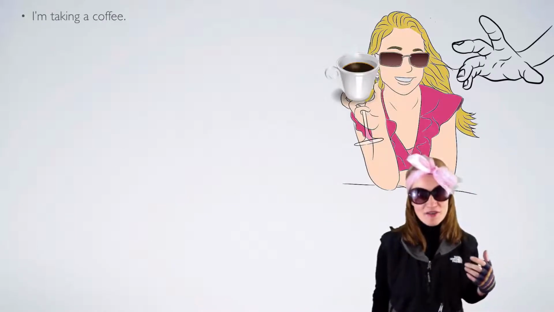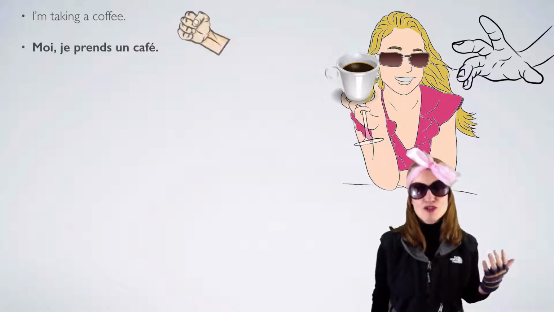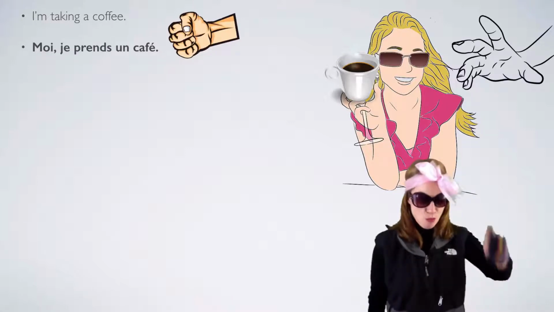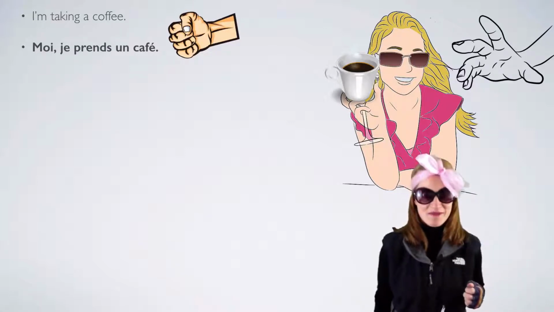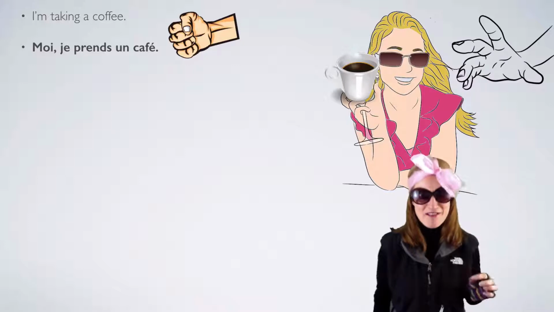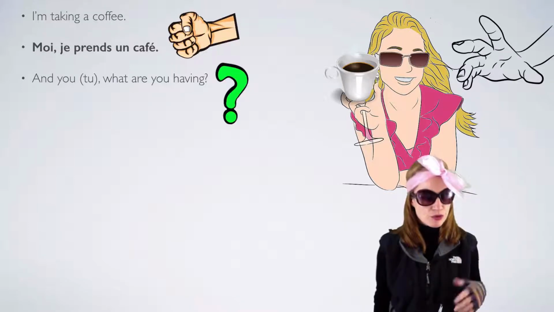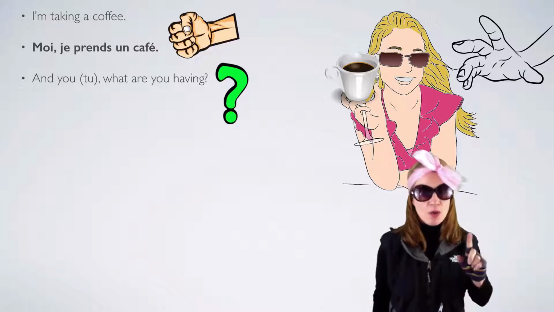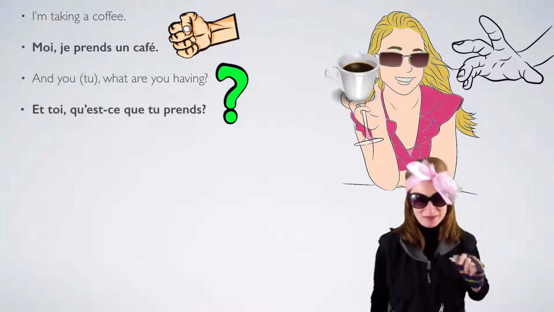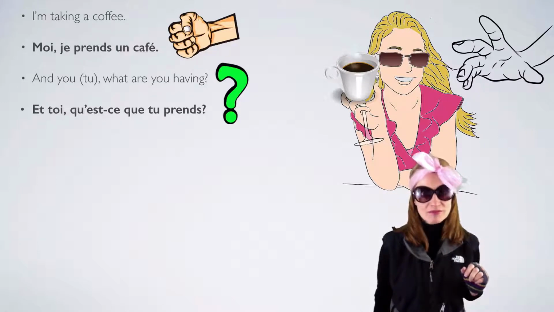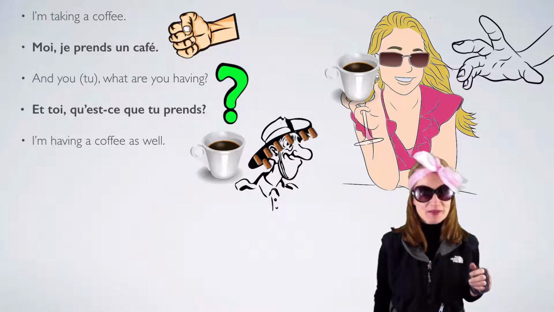I'm taking a coffee. Je prends un café. The French would probably say moi je prends un café. Very, very, very common to say moi je. And you, using tu, what are you having? What comes after and? Et toi? Et toi, qu'est-ce que tu prends? I'm having a coffee as well.